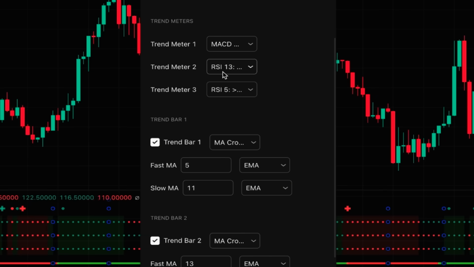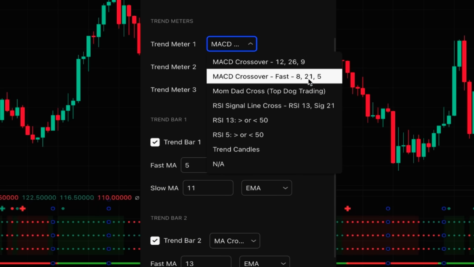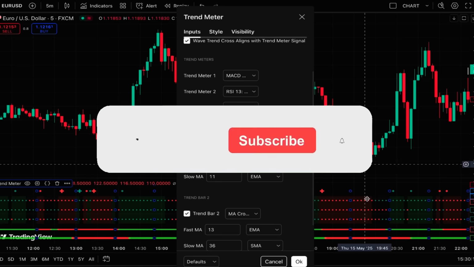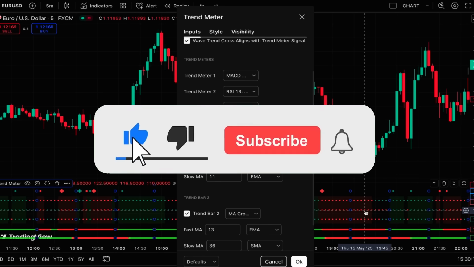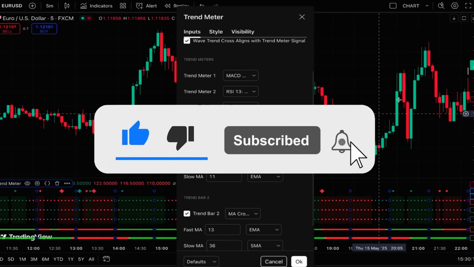longer term momentum change. And then we have trend meter 1, the first row, which is based on MACD, and the MACD has fast settings of 8, 21, and 5. So you can see that we have 5 layers of confirmation for momentum changes that are happening in the market.